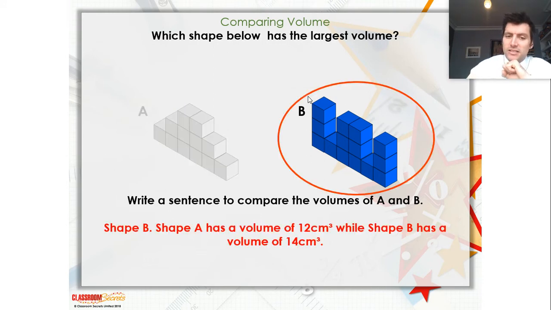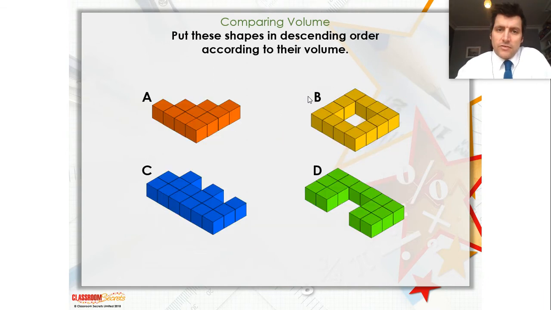What do we think? Okay, so a sentence could be shape B has got the larger one. Shape A has got a volume of 12 centimeters cubed, whereas shape B has 14. So it's 6 add 4, which is 10, 10 add 4, which is 14 centimeters cubed. Okay, so we can see the difference there. And the sentence there just has that while word within it, or whilst, as a comparative conjunction.